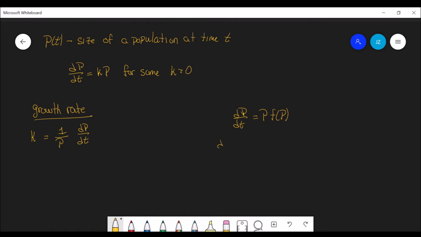This is called the density dependent hypothesis.